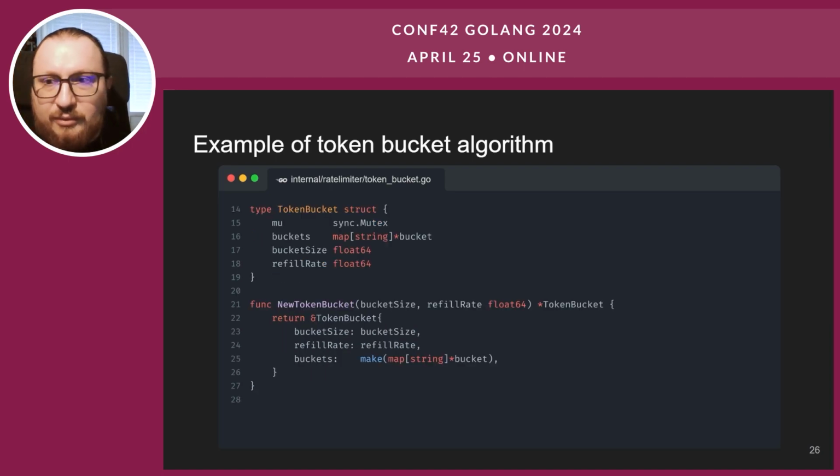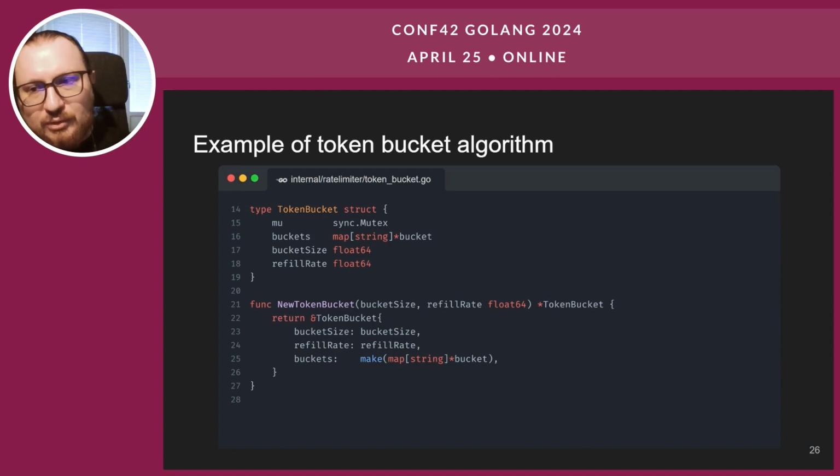Then I define the token bucket struct, which represents the rate limiter. It has a mutex for thread safety and a map, buckets, that stores a bucket per some key. As a key, I will use the client's IP addresses. Also, it has two fields: bucket size, which represents the maximum number of tokens a single bucket can hold, and refill rate, or the rate at which tokens are added to the bucket.